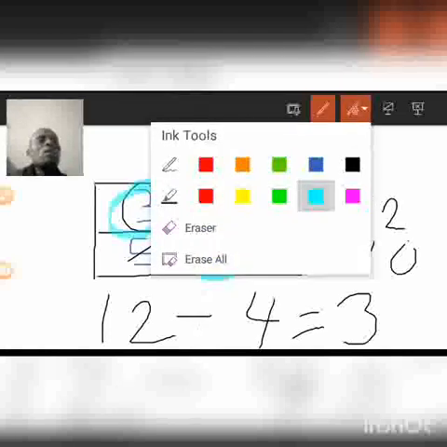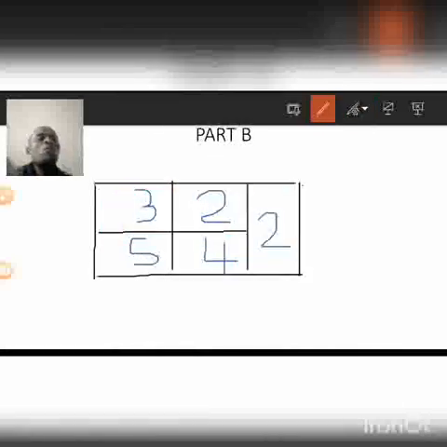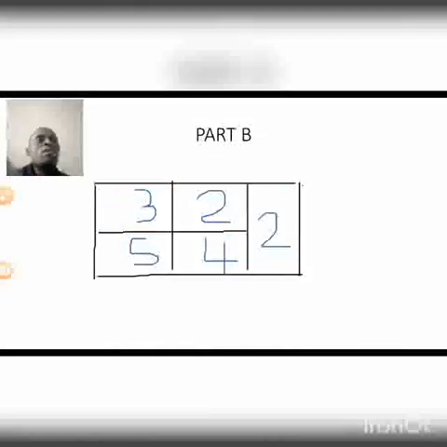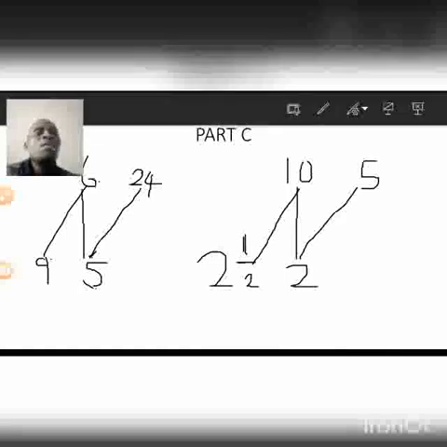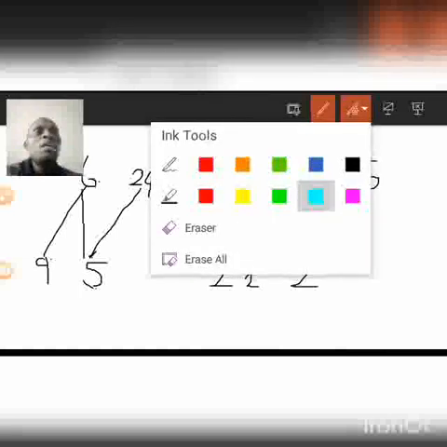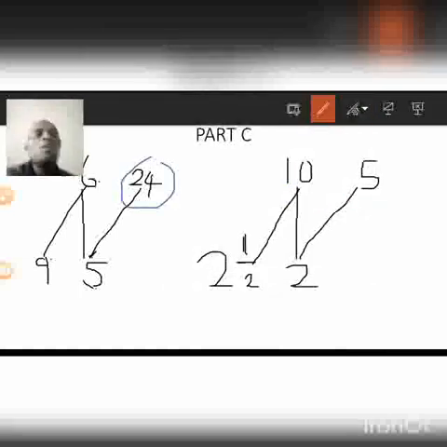Alright? Now we are going to move to the part C. This part C, it looks like a slanted letter N. At each part of the N, you can see a number. We have a total of 4 numbers. Now we are going to start with the way of getting 24. How do we get 24? If I'm interested in getting 24, how do I get 24?